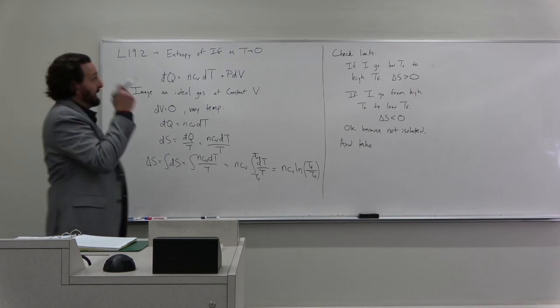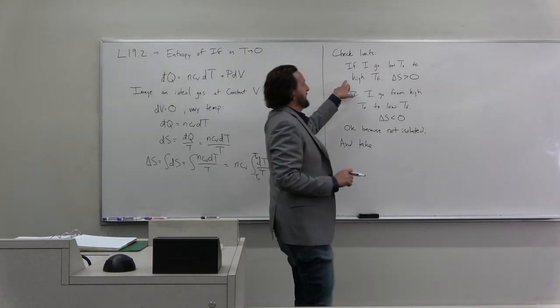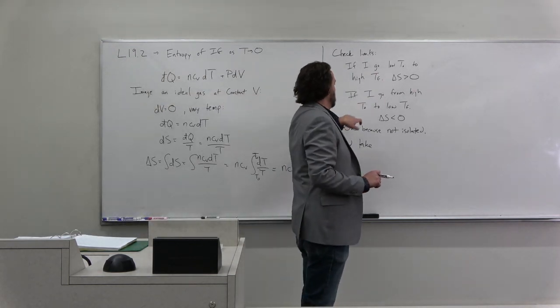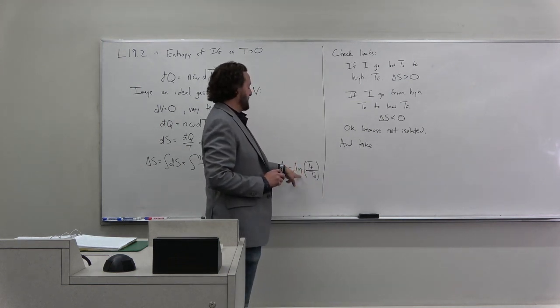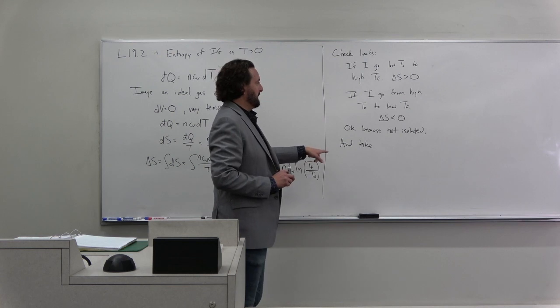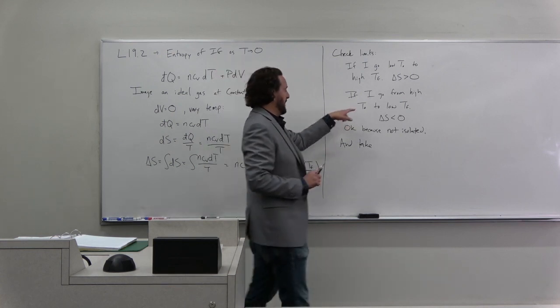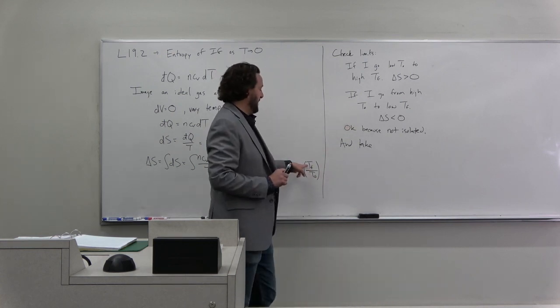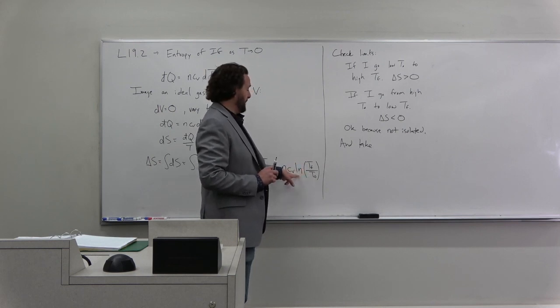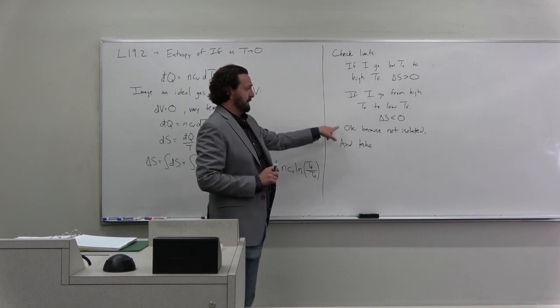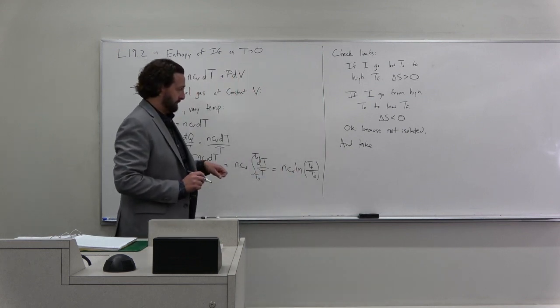Okay, so what we've said is that if we go from low temperature to high temperature, our entropy increases because we have a positive number in our natural log, so it's positive. If I go from a high T0 to a low TF, this fraction is less than 1, so my natural log is negative. That's okay because it's not isolated.